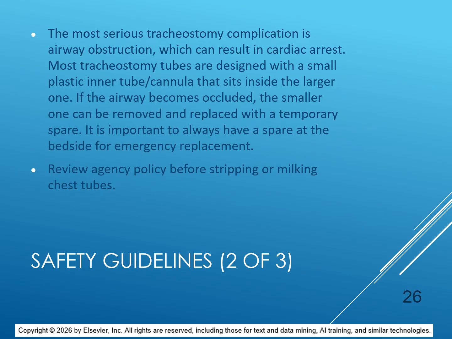Next slide. The most serious tracheostomy complication is airway obstruction, which can result in cardiac arrest. Most tracheostomy tubes are designed with a small plastic inner tube cannula that sits inside the larger one. If the airway becomes occluded, the smaller one can be removed and replaced with a temporary spare. It is important to always have a spare at the bedside. Okay? Always review your agency policy before doing anything. But in this case, your book wanted you to know before stripping or milking chest tubes, review your policy. This concludes our oxygenation lecture.